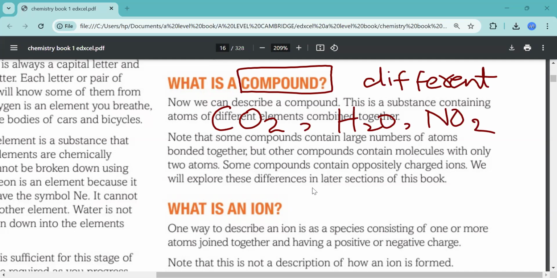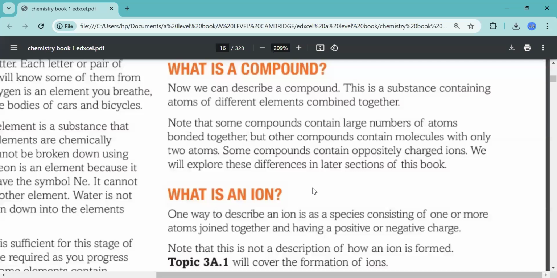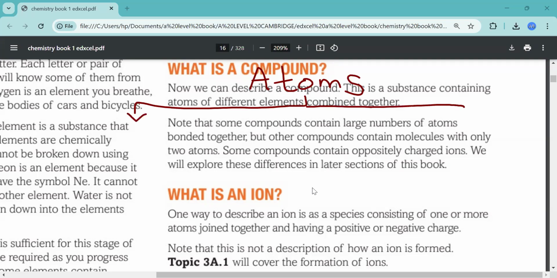These are the compounds. Now the next thing, atoms. We know atoms are neutral because they contain the same number of positive and negative particles, protons and electrons. What happens if the number of positive and negative particles is unequal? Then we can divide them into two categories: one is cation, the second is anion.